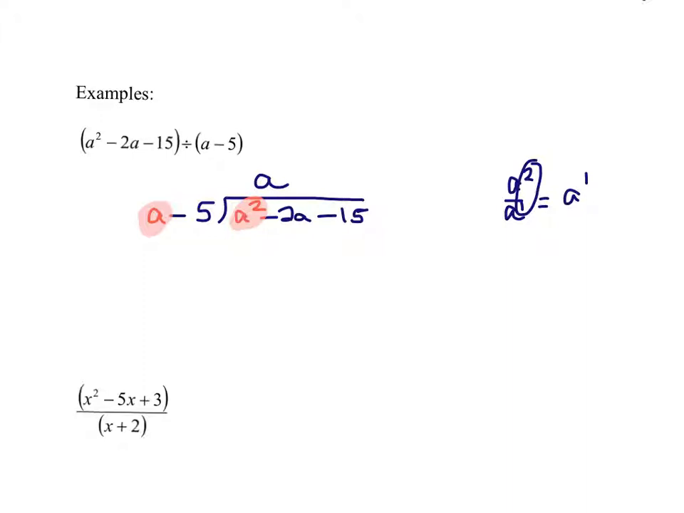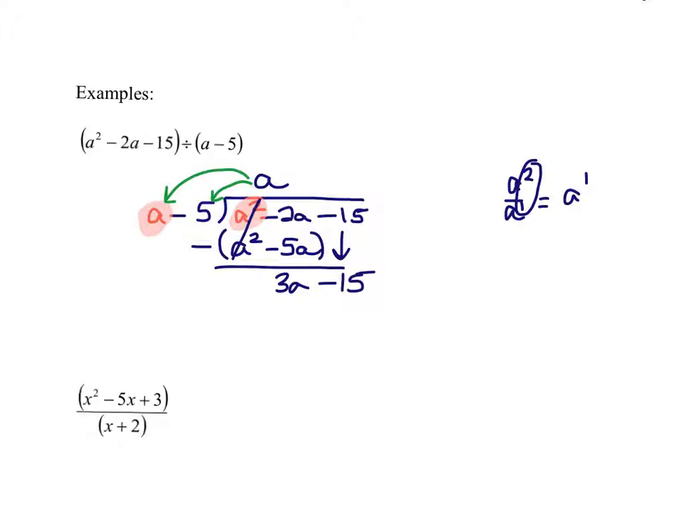So the next part of this, as they call it, division algorithm, is to multiply that a to both of these values. So a times a is a squared, a times negative 5 is negative 5a. Now the key part, and this is where people usually mix it up, is that just like in regular division, we're going to subtract this polynomial. So a squared minus a squared will cancel out, and then you have negative 2a minus negative 5a, which is going to be 3a, because of course the negative becomes a positive. And then I'll bring one value down, which is negative 15.